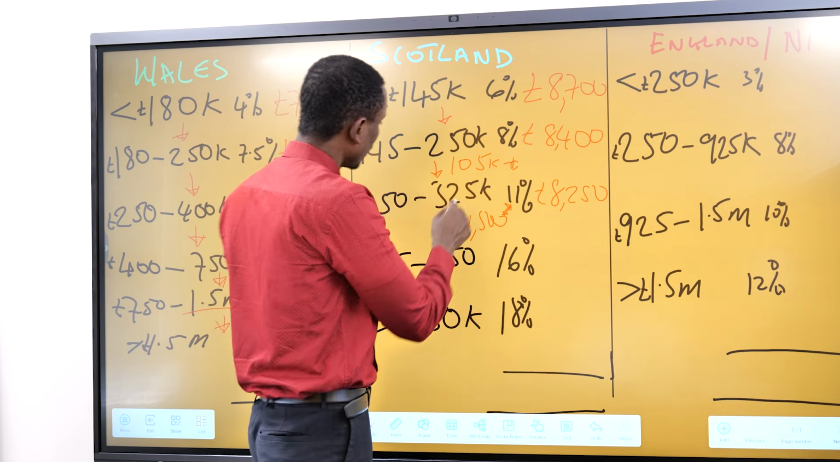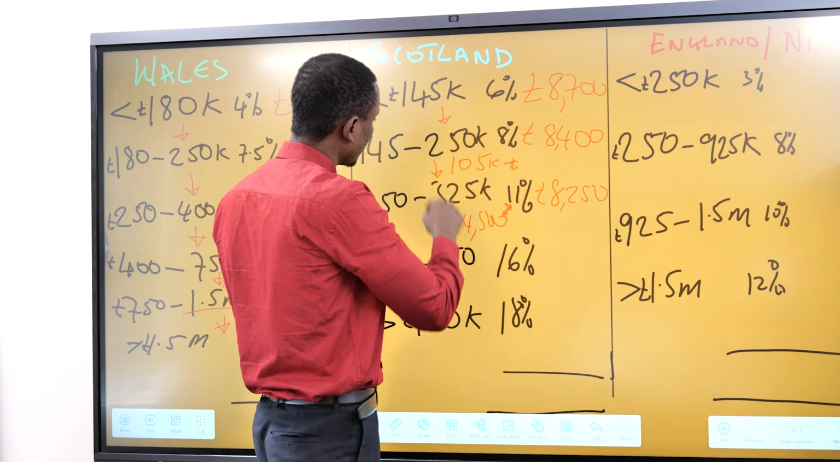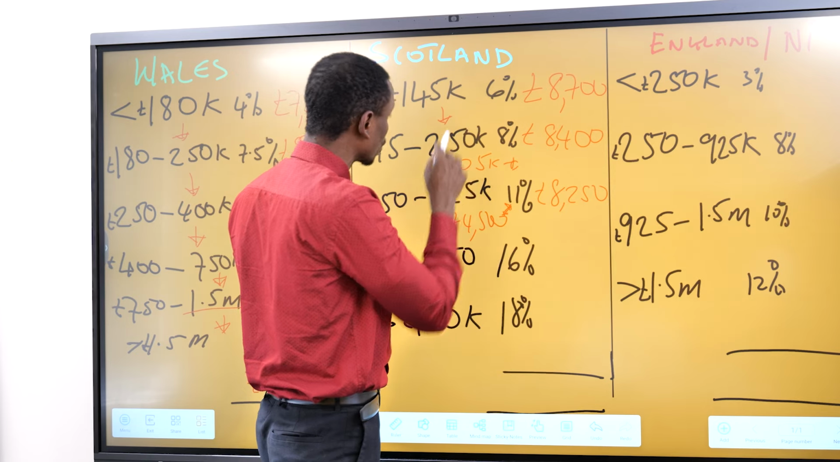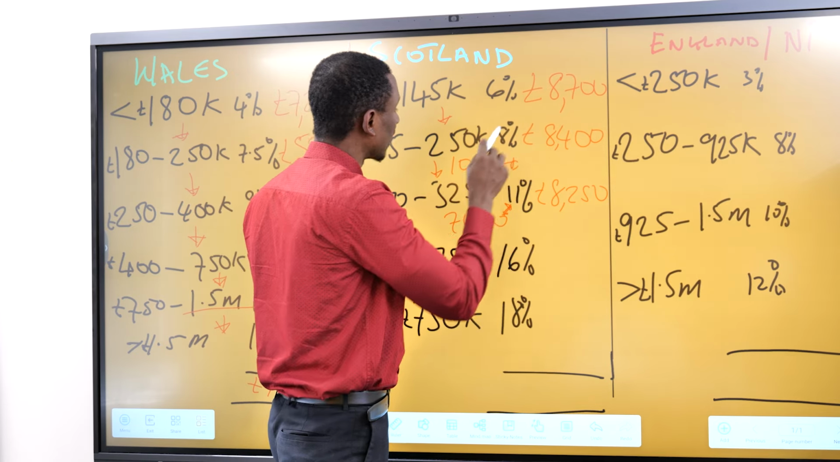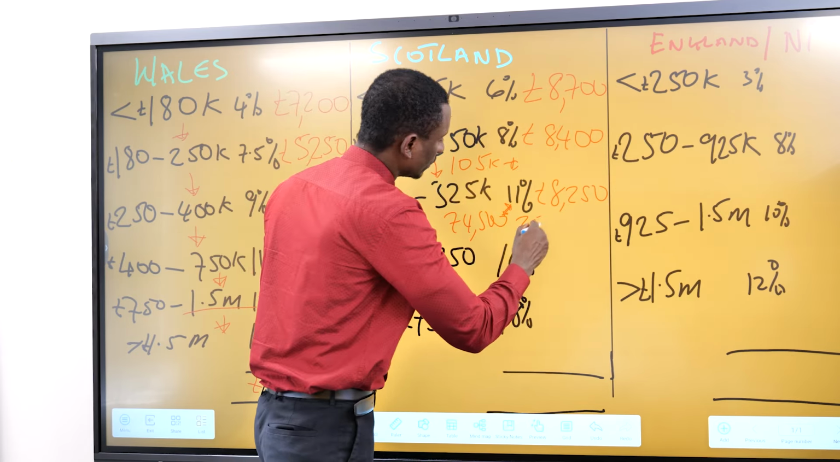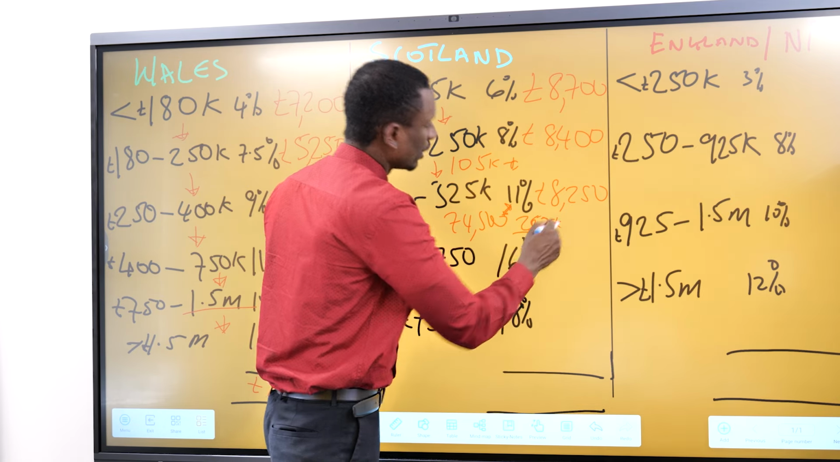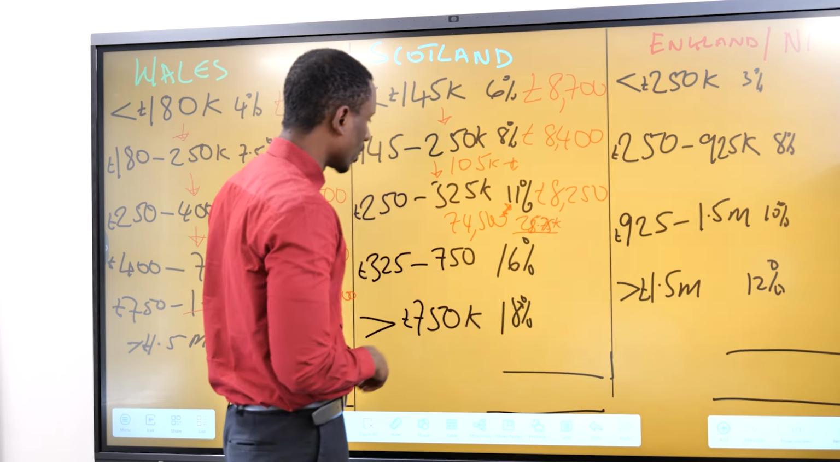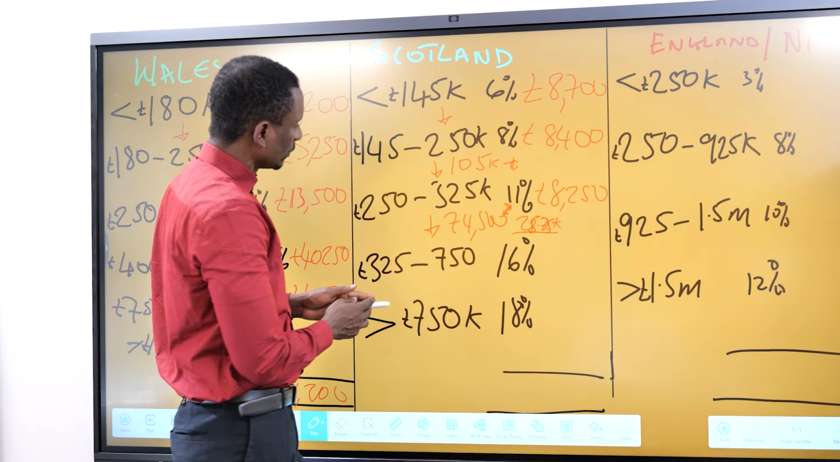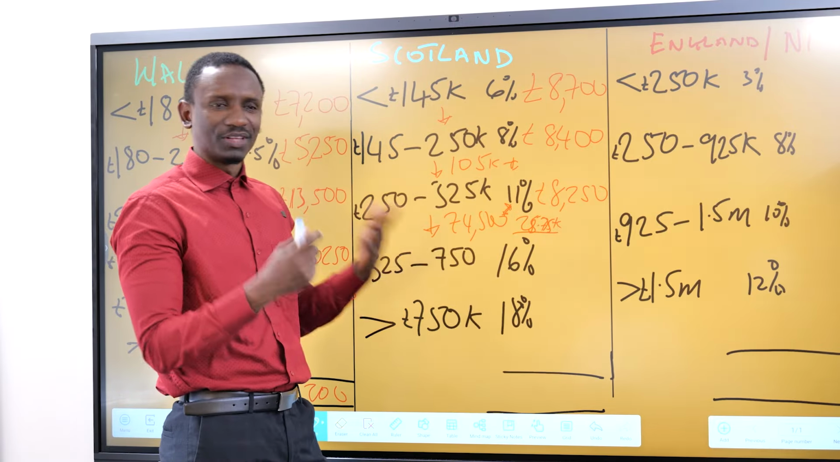So in total, if you bought a £325,000 house in Scotland, your total tax would have been £25,350. That £25,350 would have gone to the Scottish government. Let's now move on to the next step of the cost.